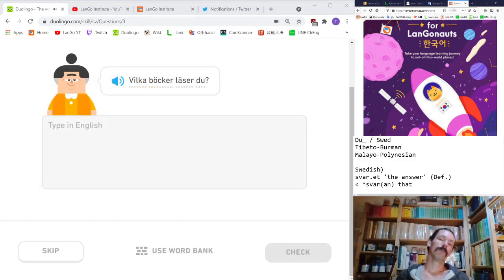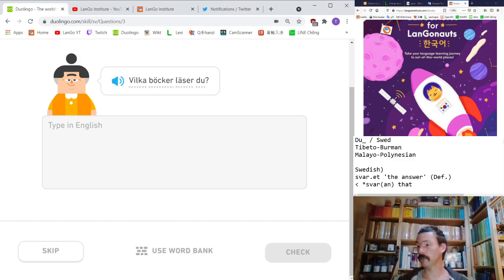Vilka böcker läser du? What books? Which books do you read? Vilka is the very same word as in which book are thine? Very much. And vilka is our word which. This also is an allomorph of what? The question stem. Which books, plural? Läser du. Do you read?